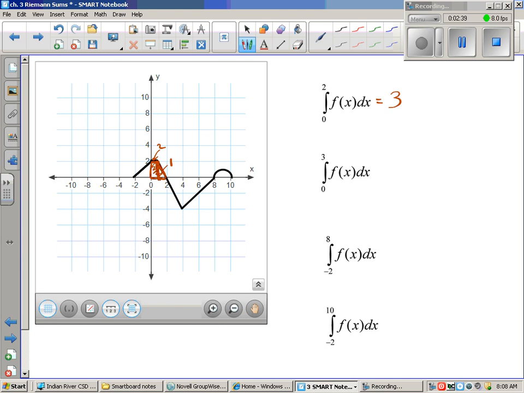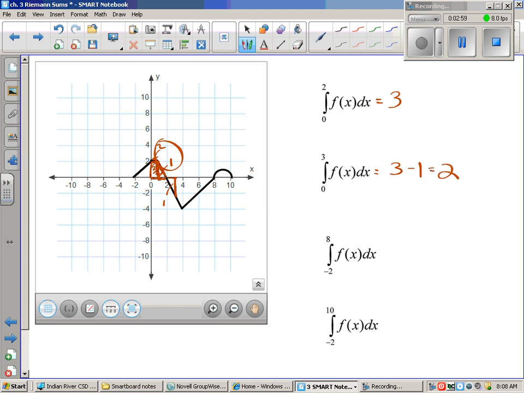If I asked you from 0 to 3, on the other hand, now you have this triangle here, which again has an area of 1. So you'd have the area, which is the 2 plus 1, or 3, and then you'd subtract 1. And so that would give me 2, for obvious reasons.